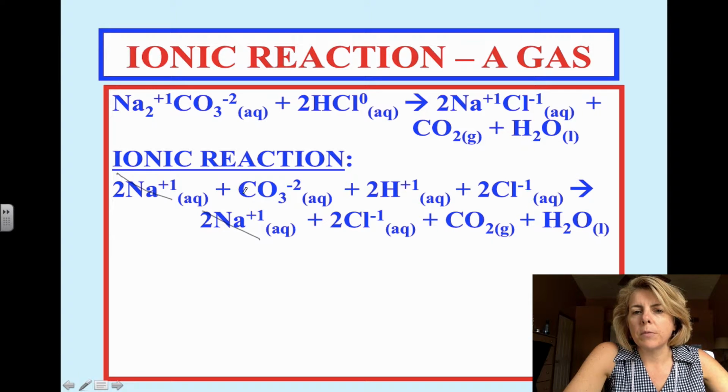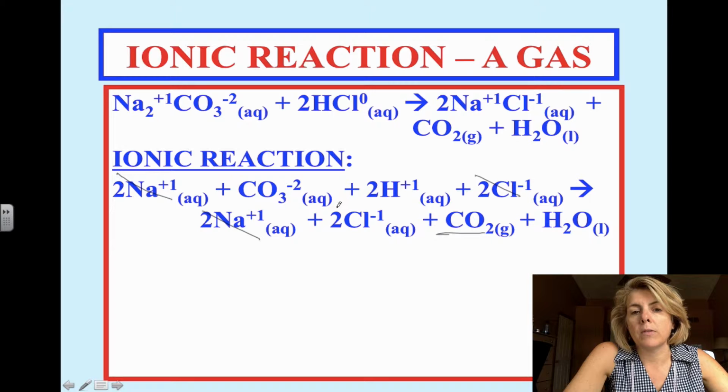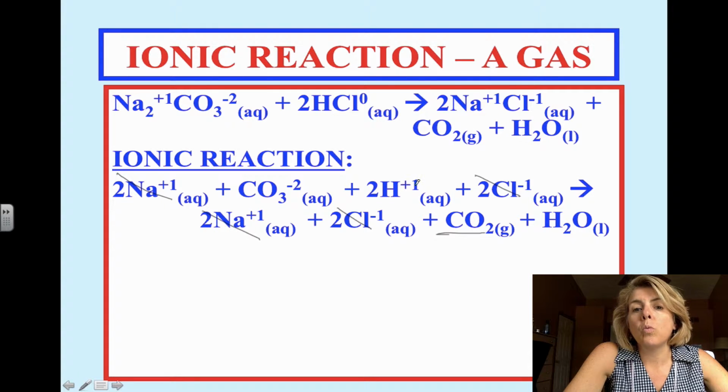Now here is something different. We have CO3 2-, so that's the ion, but we have CO2 gas. I'm not going to cross this off because we probably need it for the formation of a gas. Notice that we have two chlorine ions, so I'm going to cross those out because they appear on either side of the chemical equation. But I also have two hydrogen ions. I'm not going to cross those out because they don't appear on either side of the equation.